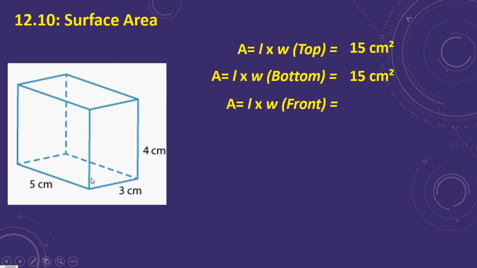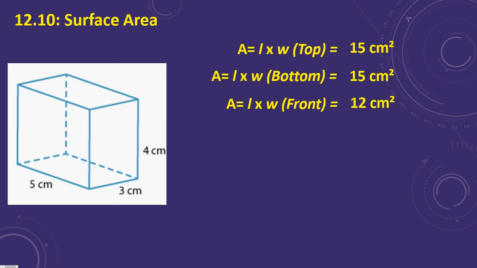Now, I'm going to find the face in front. O sea, esta que está acá. Miren. I need to find the area of this square or rectangle or this face. First, how much is my length? Mi largo? 4. Look, 4. How much is my width? 3. So 3 times 4, it's 12 centimeters squared.